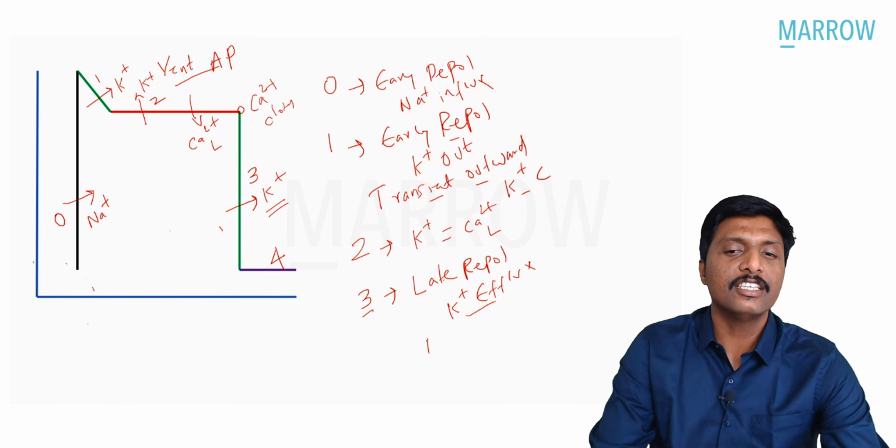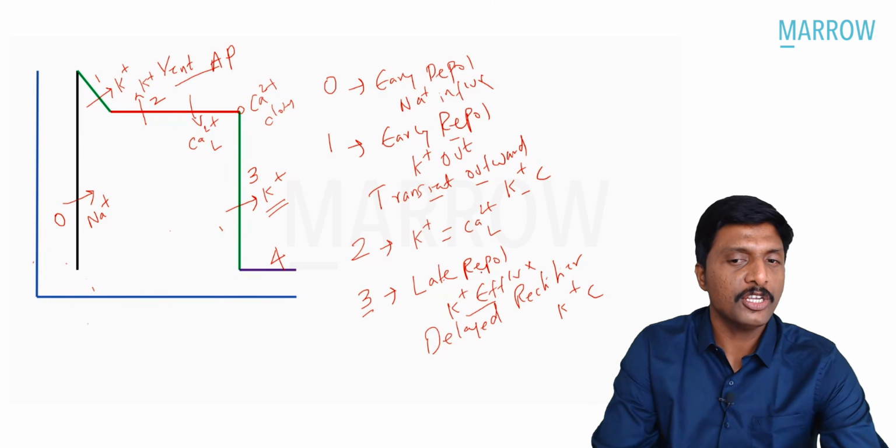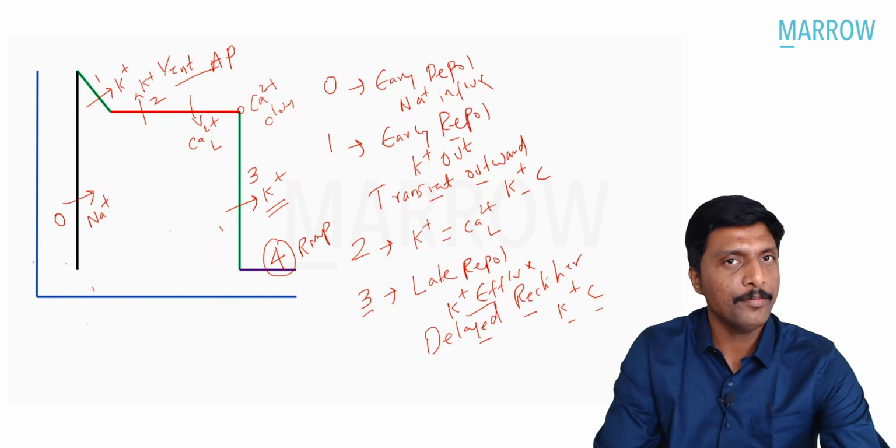The name of this channel is, remember guys, delayed rectifier potassium channels. For late repolarization, potassium moving out is because of the delayed rectifier potassium channel. Finally, we have phase 4, that is reaching the resting membrane potential back again.